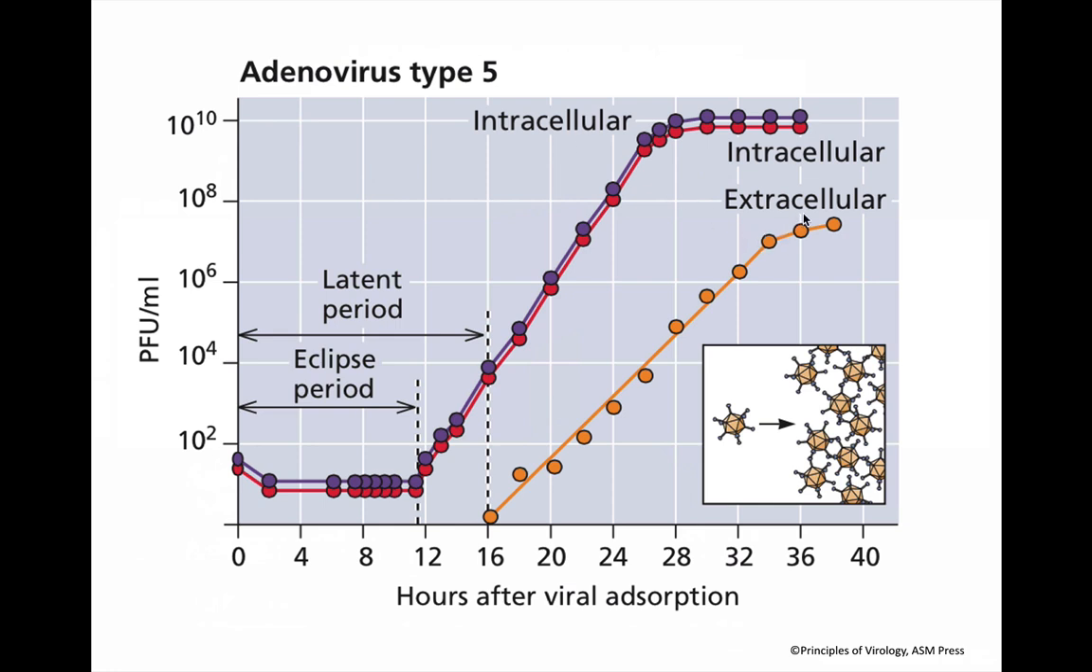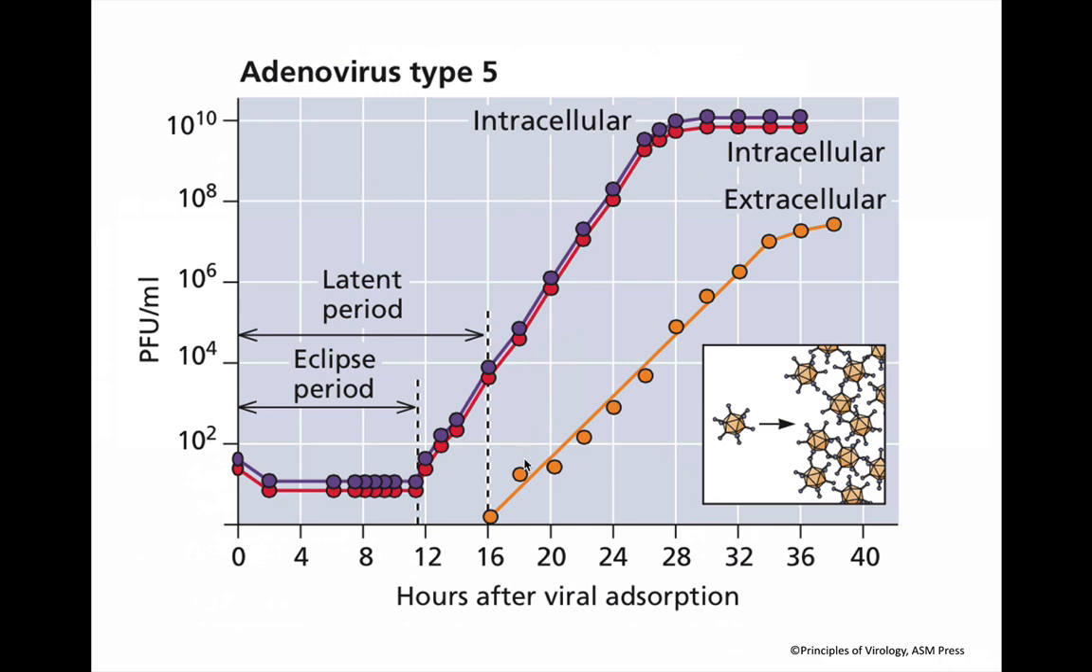So extracellular viruses are easy to measure. We simply take the medium from the cells and do a plaque assay. And to measure intracellular viruses, we have to actually take the cells off the dish, break them open, and do a plaque assay on the contents of the cells. So you obviously have to do replicate cultures in order to do both intracellular and extracellular viruses.